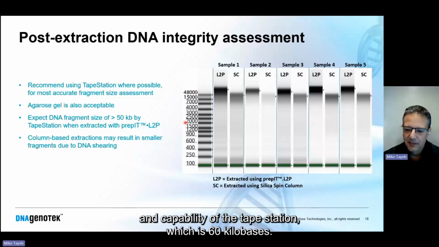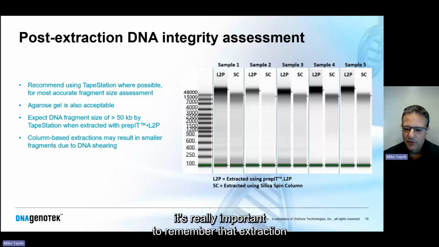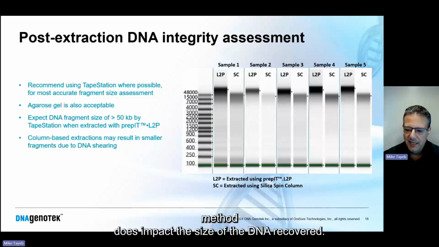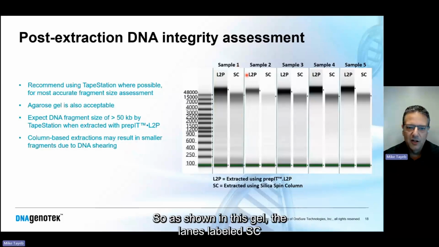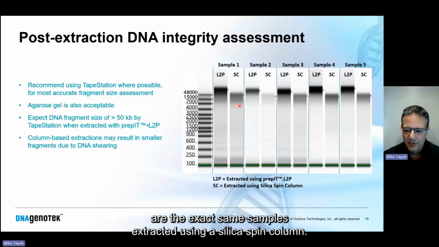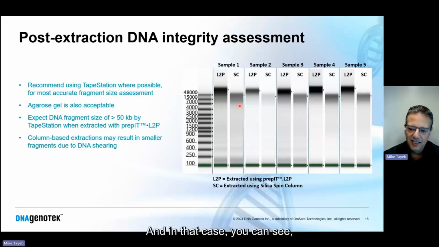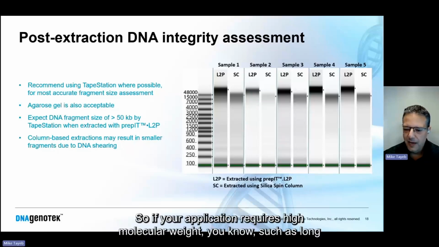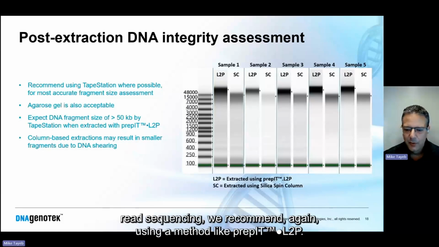In most cases, these fragments are actually well above the maximum sizing capability of the TapeStation, which is 60 kilobases. It's really important to remember that extraction method does impact the size of the DNA recovered. So as shown in this gel, the lanes labeled SC are the exact same samples extracted using a silica spin column. And in that case, you can see the DNA fragment size is much smaller. It's approximately 15 kilobases. So if your application requires high molecular weight, such as long read sequencing, we recommend, again, using a method like prepIT L2P.